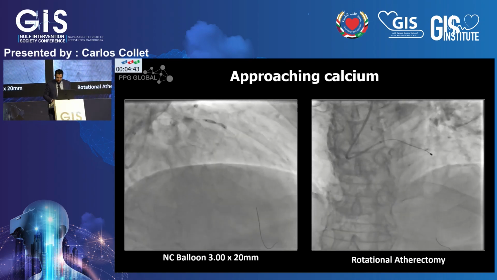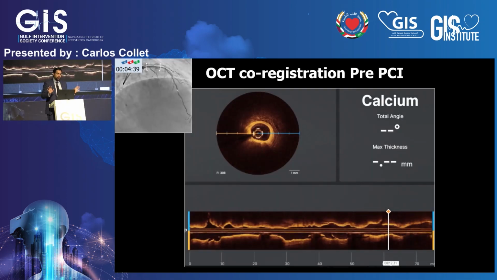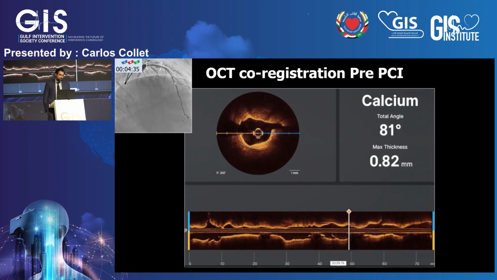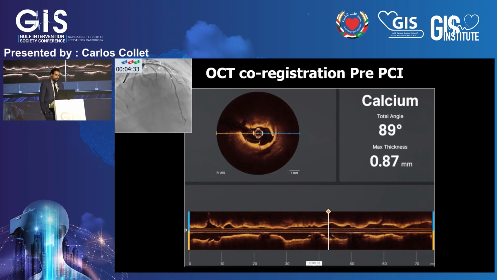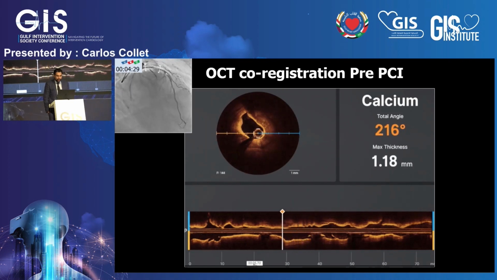We rota the vessel, and that was kind of the way forward in the case. Now we were able to do OCT. Okay? So this is the run in the OCT from distal to proximal. You see the co-registration above. You see some of the details about the calcium angle and the maximal thickness of the calcium on the screen.